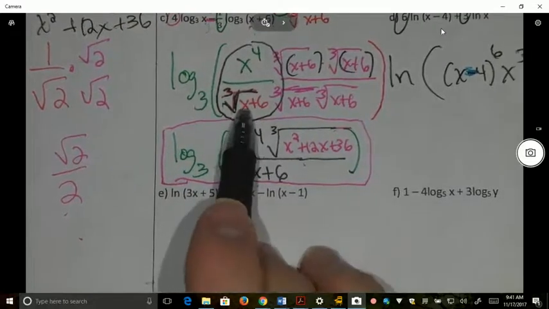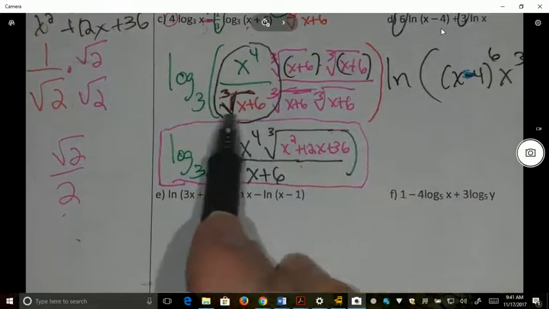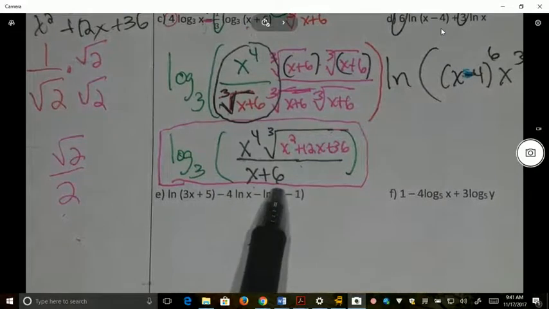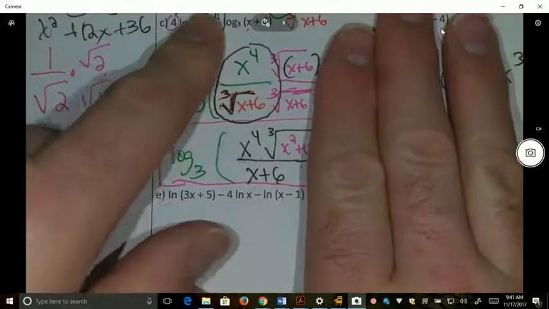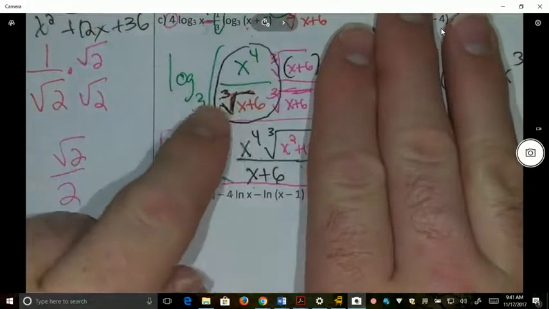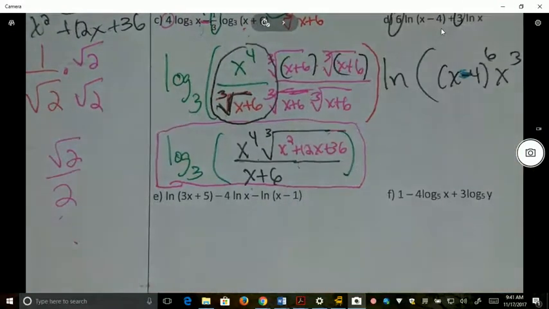In this case, it was a cubed root, so I needed to do 2 more factors to get 3 factors for it to escape. Had it been a square root, I would have just had this times square root of x plus 6 on top and just x plus 6 on bottom.